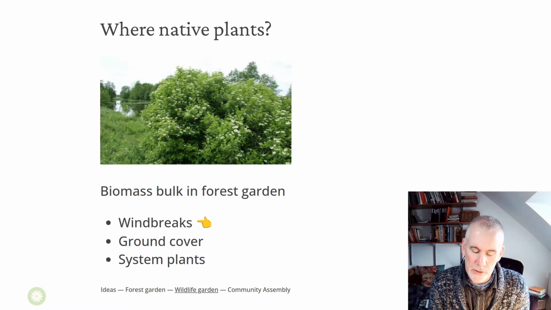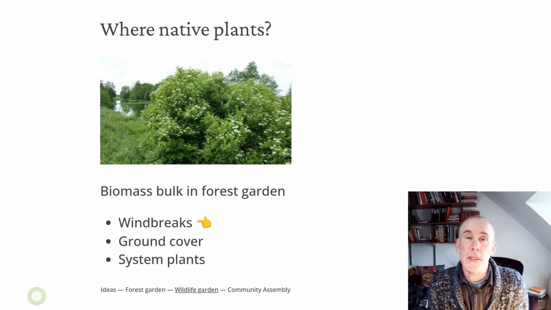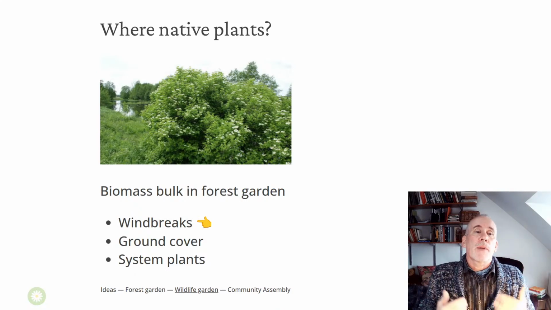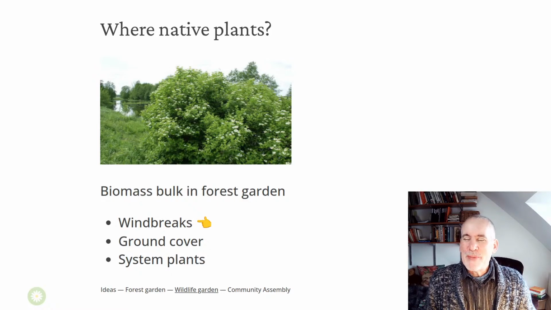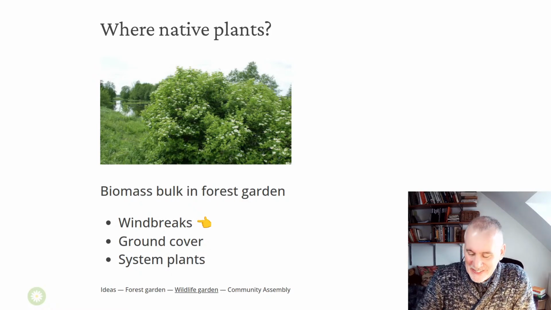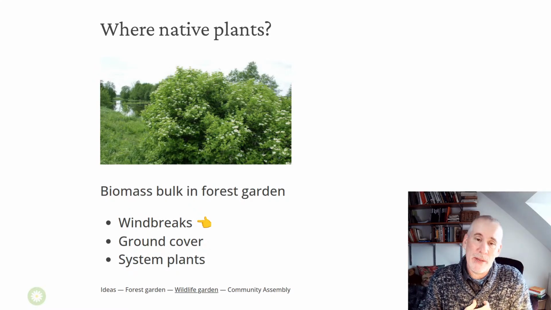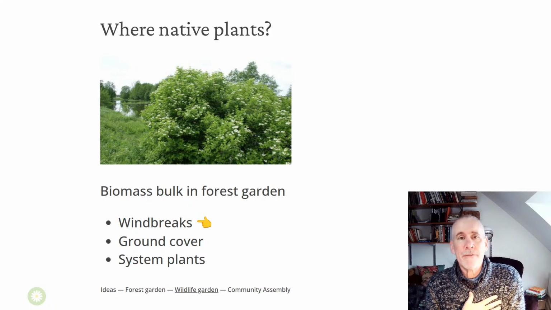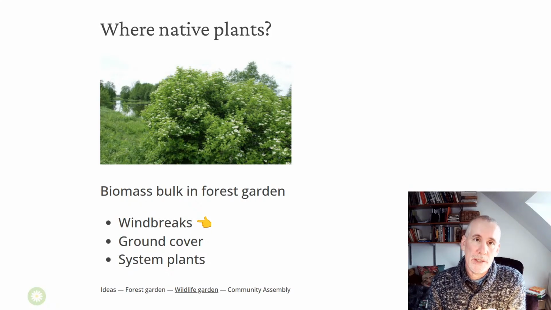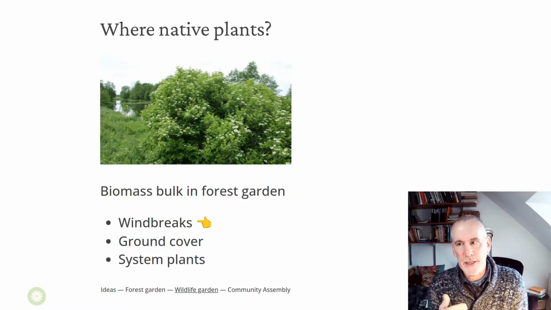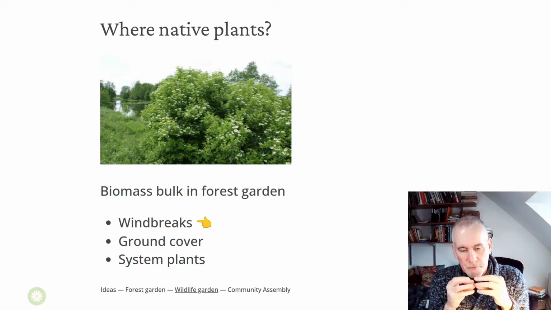I wish I had a bit more time to explore the different possibilities. You use native plants as the bulk. There's a famous chap, Doug Tallamy, Professor Doug Tallamy, author of Nature's Best Hope, and he had a phrase which was two thirds for the birds, so two thirds of the biomass in the garden is grown for birds. Well, it's grown for insects, which birds then eat. So that's what you're after, a biomass bulk.